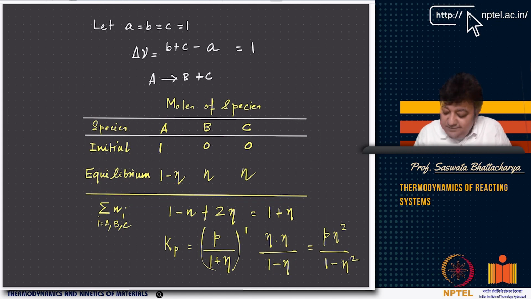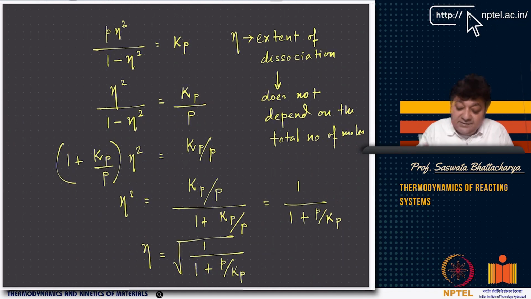Now Kp is P by 1 plus eta to the power 1, where 1 is delta nu, and you have eta times eta by 1 minus eta. So P eta square by 1 minus eta square is Kp, where P is the total pressure and eta is the extent of dissociation and does not depend on the total number of moles.